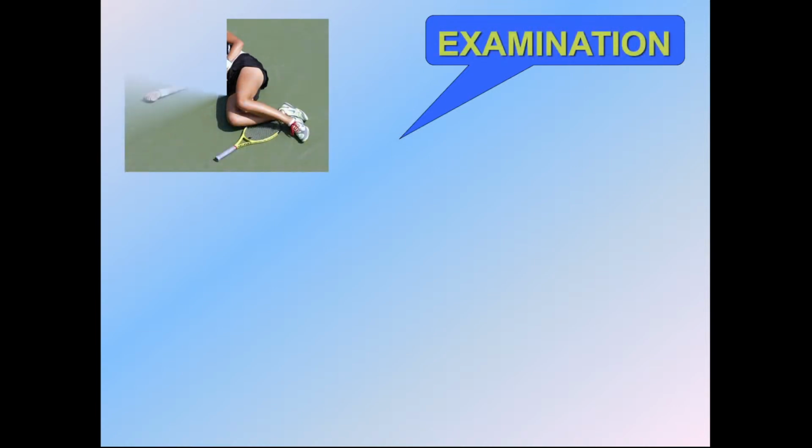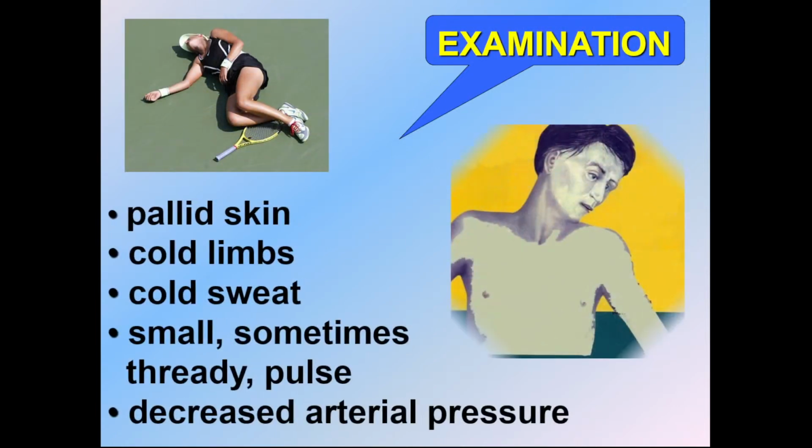What can you see? The patient falls. His skin becomes pale because of constriction of peripheral vessels. If you touch him, the extremities will be cold. The body can be covered with cold sweat.